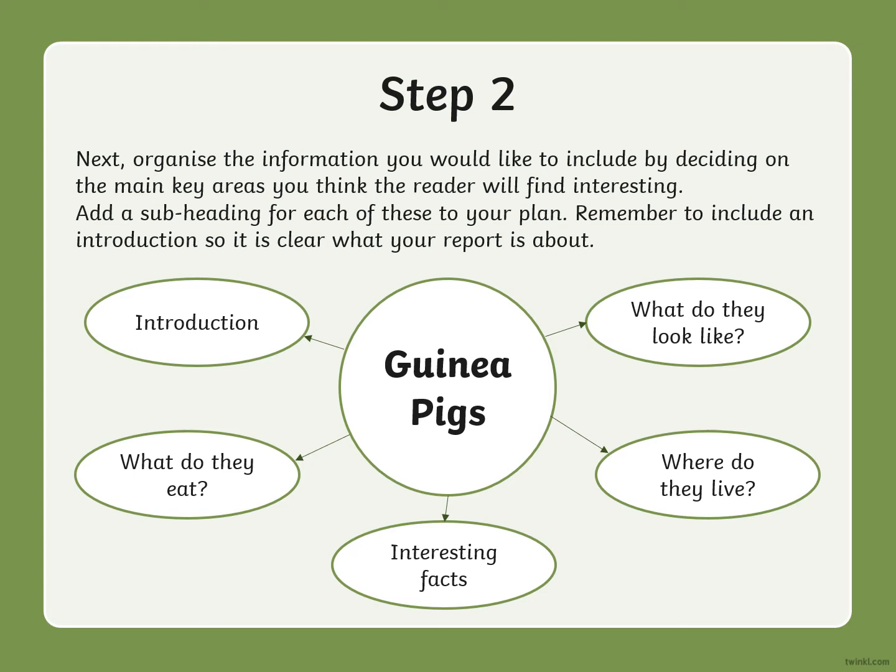Within our report, we have 5 sections. Number 1, the introduction. Number 2, what do they eat? Number 3, interesting facts. Number 4, where do they live? And number 5, what do they look like?